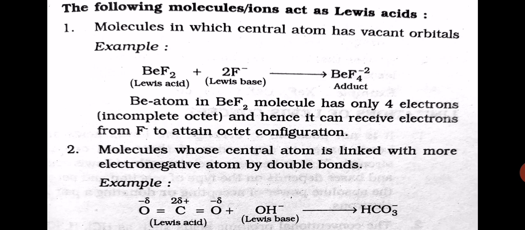Number 2, molecules whose central atom is linked with a more electronegative atom by double bonds. Here the example: O delta minus double bonded to carbon delta plus double bonded to O delta minus, plus OH minus, that is Lewis base, gives us HCO3 minus.